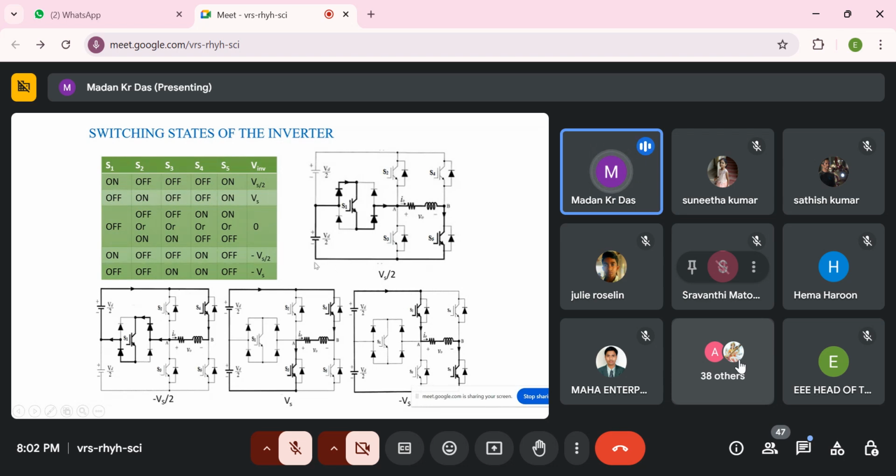Suppose here we discuss every switch; the black bold line shows the path of the switches. So this is VDC by 2, and this is negative VDC by 2, and this is another VDC by 2, and this is another positive VDC by 2. And 0 is like this, S5 and S3. This is 0, and also S4 and S2 is a 0 condition. So there are two redundancy paths mentioned here.